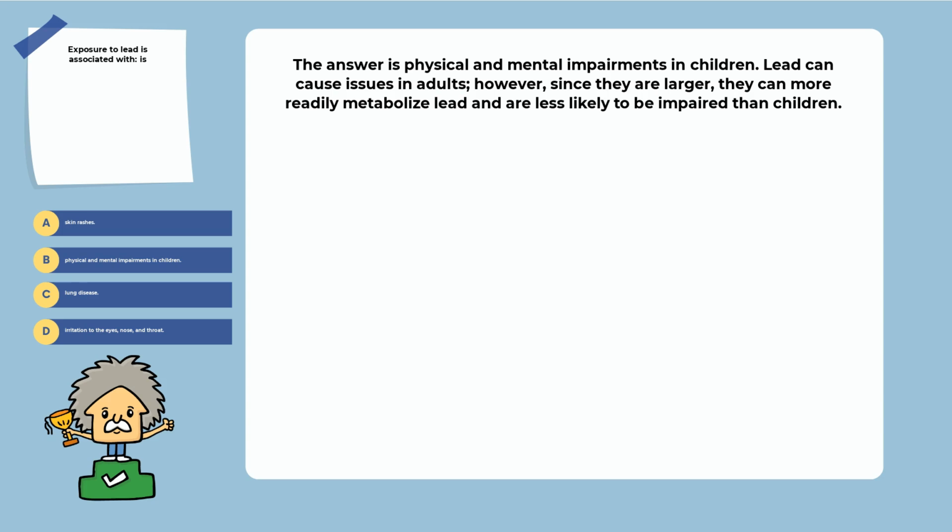The answer is physical and mental impairments in children. Lead can cause issues in adults, however, since they are larger, they can more readily metabolize lead and are less likely to be impaired than children.